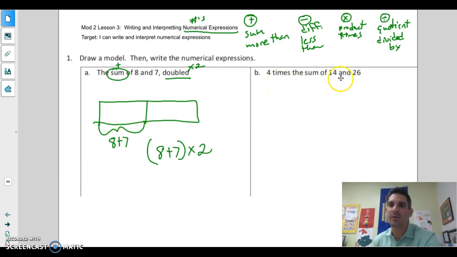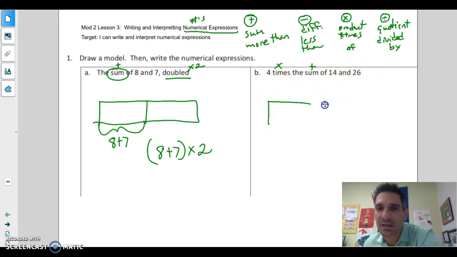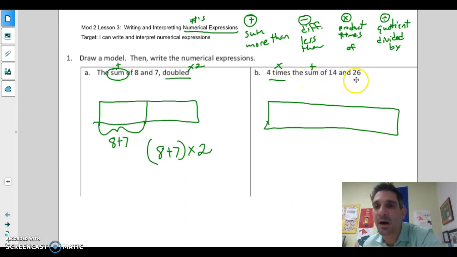4 times the sum of 14 and 26. So I see this is multiplying and this is adding. Okay? Now another word, sometimes you'll see "of" can mean multiplying as well. So 4 times the sum of 14 and 26. So what I can do is draw another tape diagram. Even though 4 times comes first, it's saying 4 times the sum of 14 and 26, so I have to do the sum first. Okay, it's just logistics and the reading of it.